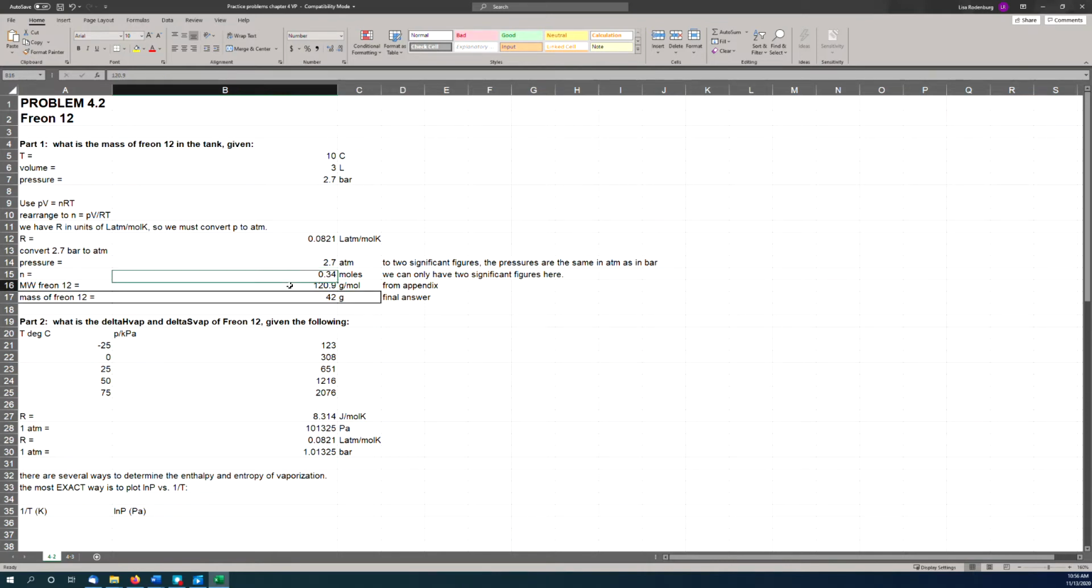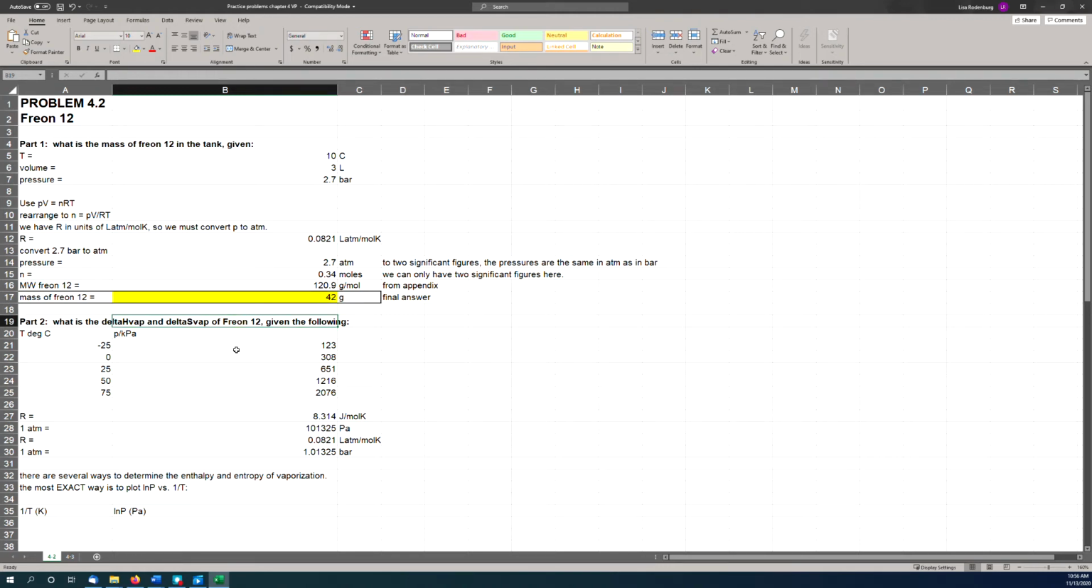And I can look up the molecular weight of Freon 12. It's 120.9 grams per mole. Get that from the appendix or from Wikipedia or whatever. Multiply the 0.34 moles times 120.9. You get 42 grams of Freon 12 in this tank. That's your final answer. Yay! And there's much rejoicing.